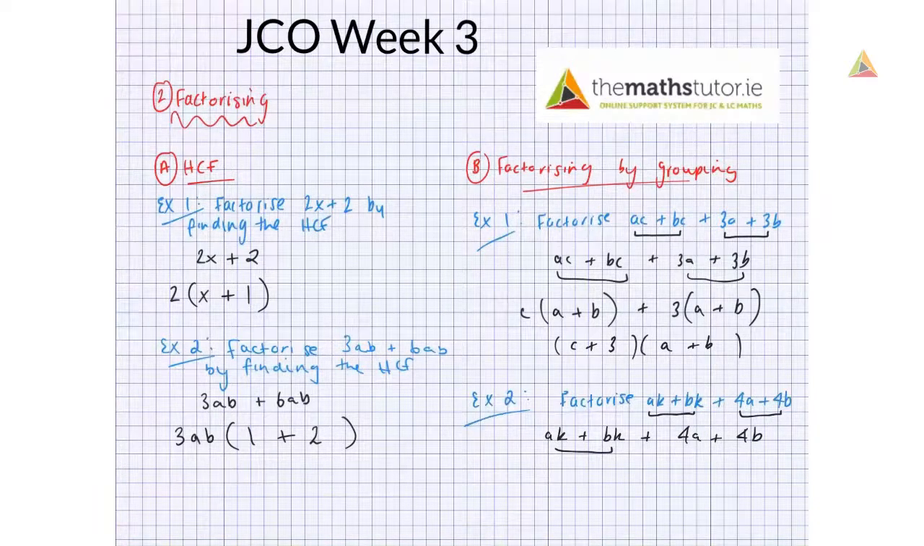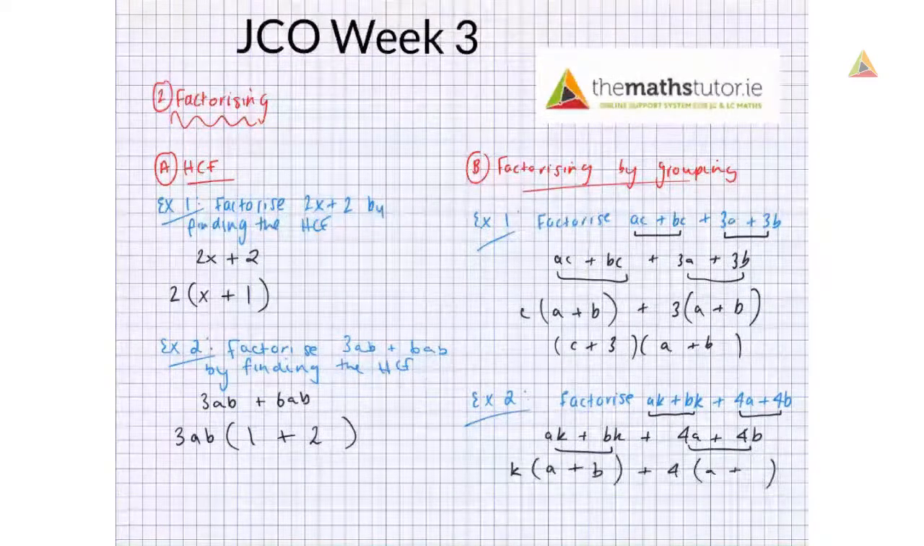Okay, so we're grouping these together first. What's common to both of those? It's the letter K. What multiplied by K gives me AK? It's going to be A that goes in there. What multiplied by K gives me BK? It's going to be B that goes in there. Now if we look at the second pair, what's common to both of those? It's the number 4. What multiplied by 4 gives me 4A? It's going to be A that goes there. What multiplied by 4 gives me 4B? It's going to be B that goes there.